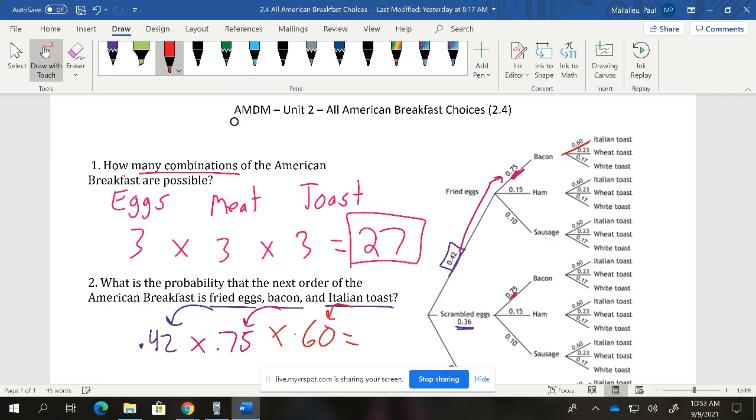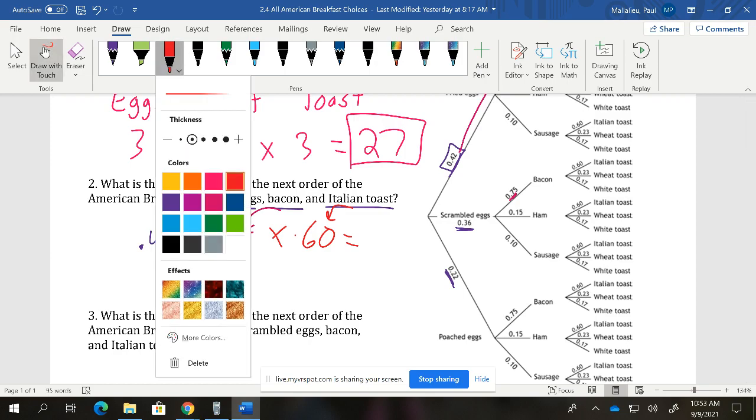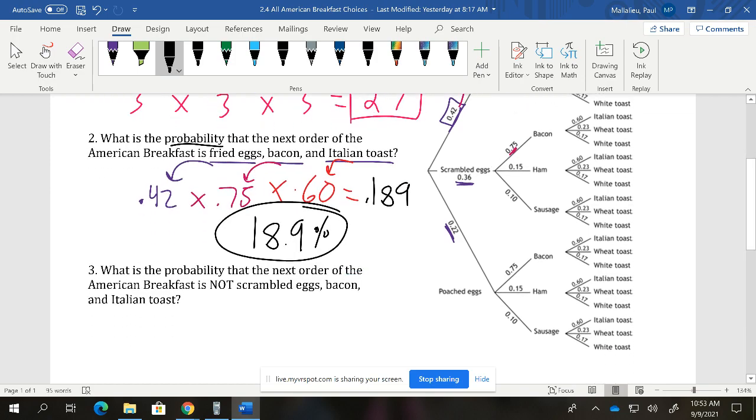All right, so we're just going to put all that in the calculator. 0.42 times 0.75 times 0.60. We're multiplying there. We would get a total of 0.189, which is 18.9% when it's talking about a probability. All right, so it's a likely possibility, because that's almost a fifth of all the customers. So that's pretty good, but it's still relatively low.